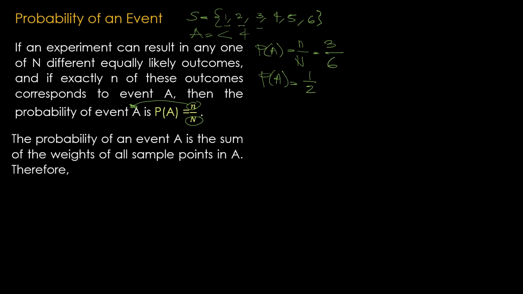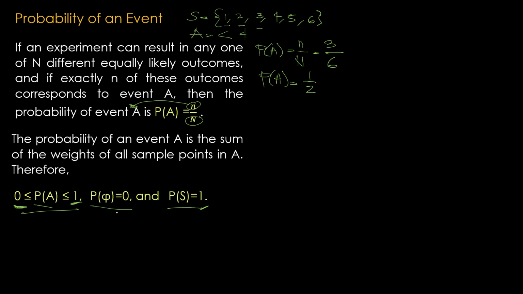Next, the probability of event A is the sum of the weights of all the sample points in A. Therefore, the probability of A should be between 0 and 1. The probability of a null set is equal to 0, and the probability of your sample space is equal to 1. This means that the maximum probability that we can get is only 1 or 100%, and the least would be 0. That is what this statement means.